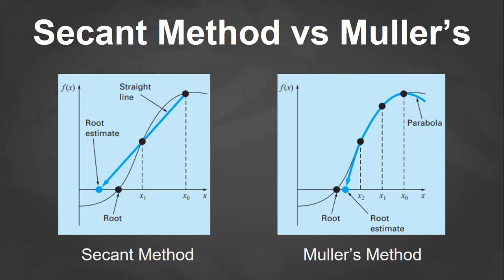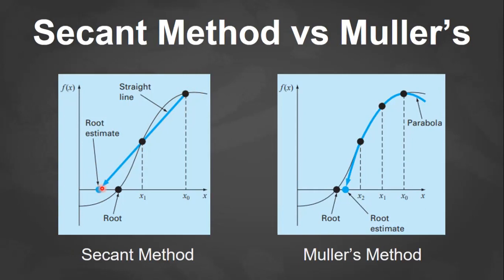Now, just to compare and contrast, recall that the secant method obtains a root estimate by projecting a straight line. Yeah, let's use this laser pointer. By projecting a straight line through two function values. So you draw a straight line on your curve, and then you find the root estimate, that is, this x-intercept.